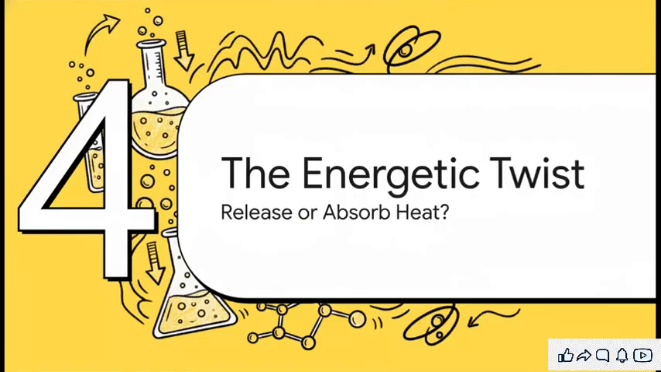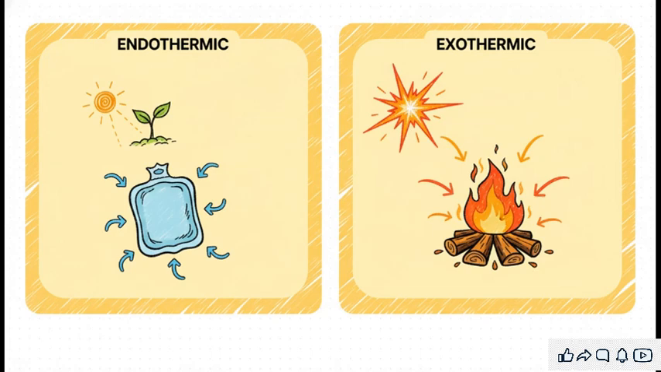But hold on, there's actually another layer to every single one of these chemical stories: energy. You see, every reaction either releases energy into the world or pulls energy in from its surroundings. This adds a really cool, energetic twist to the plot. And these two twists are called endothermic and exothermic.